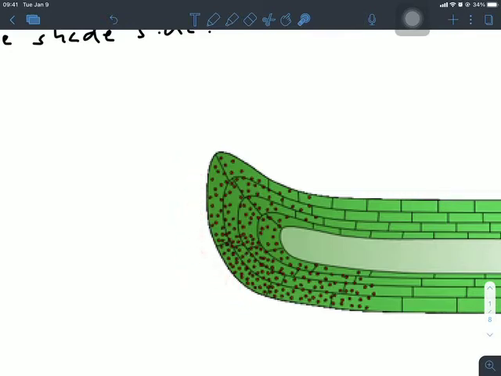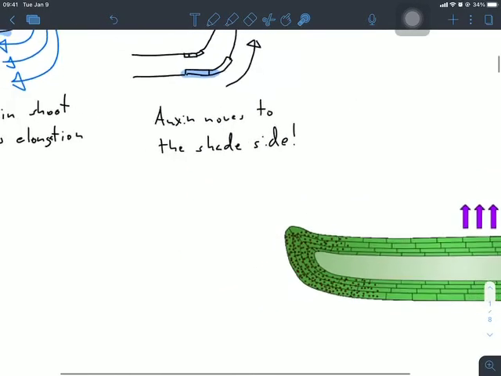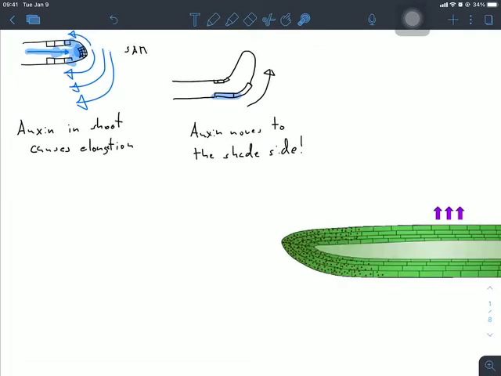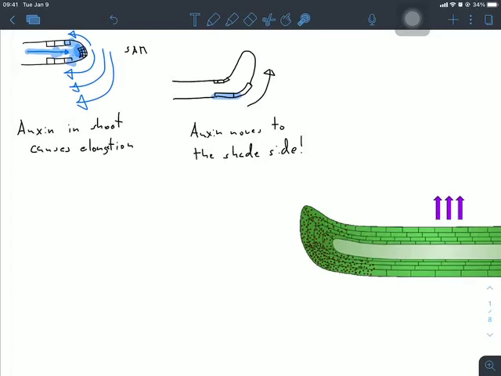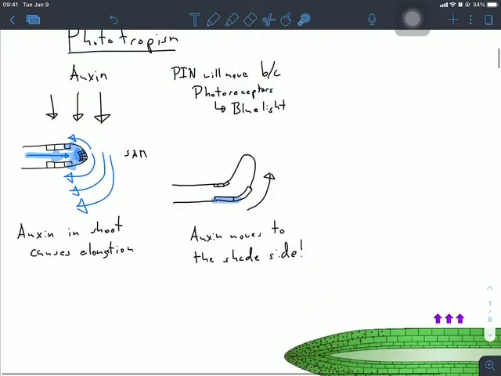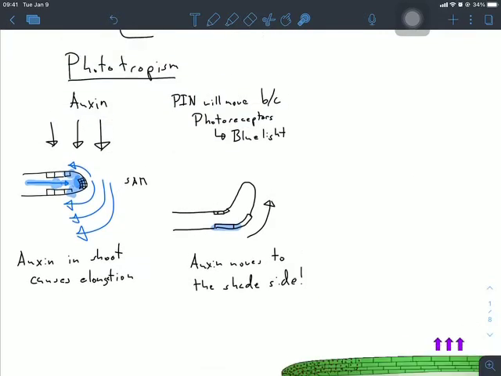That is caused by a change in the auxin concentration. That is caused by a growth phenotype that is responding to where the blue light is coming from. And so in this way, a plant has phototropism in response to where the light is coming from and will cause changes in tissue development down the road.